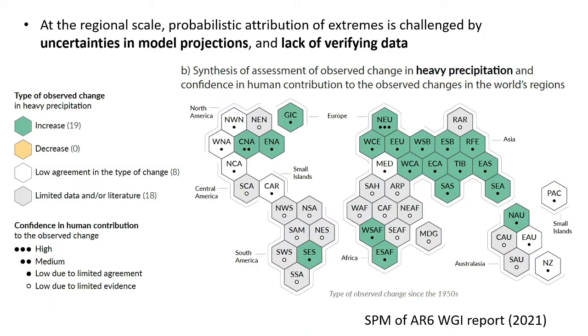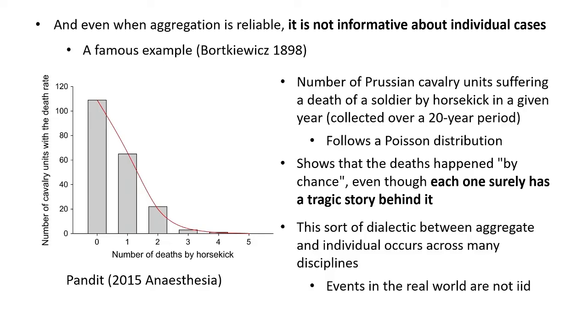And at the regional scale, when you look at this classical approach, there are challenges from uncertainty in model projections, and also lack of verifying data. This is another figure from the SPM, which shows that in parts of the world, the models don't agree on the sign of change. And in many parts of the world, especially in the global south, there's limited data and literature, so there's a real problem there. And even when aggregation is reliable, it's not informative about individual cases.